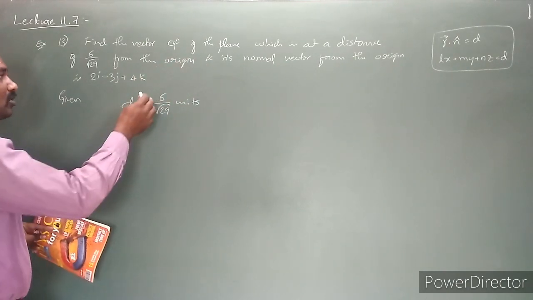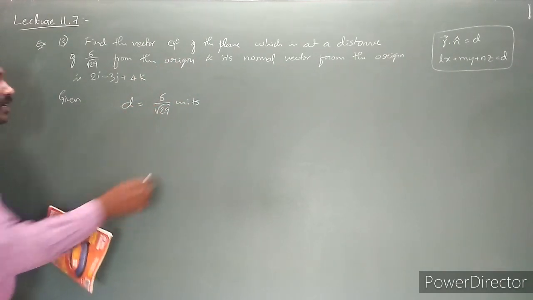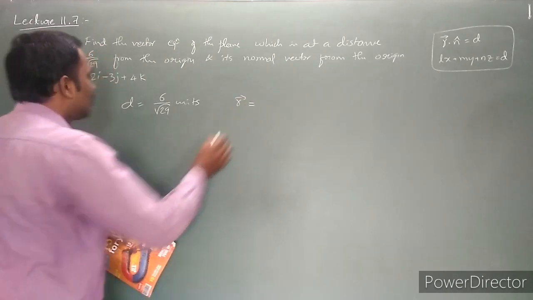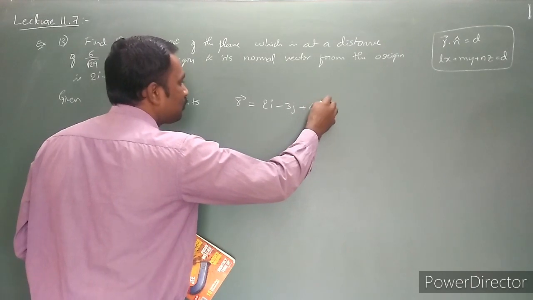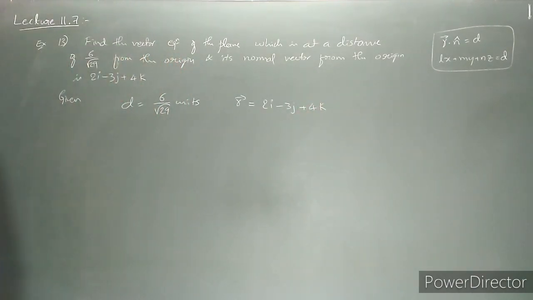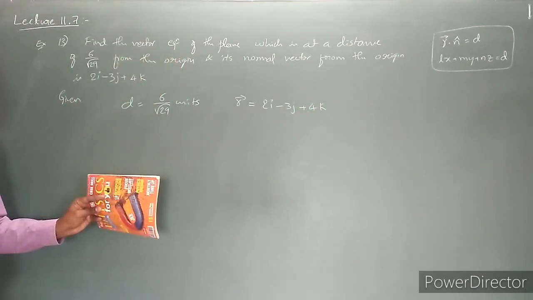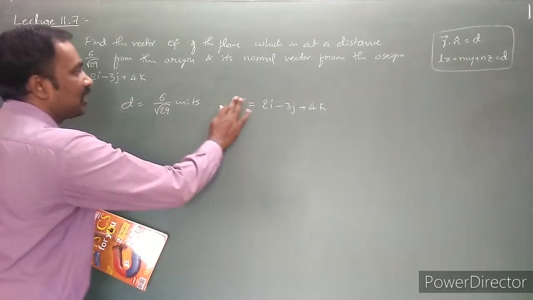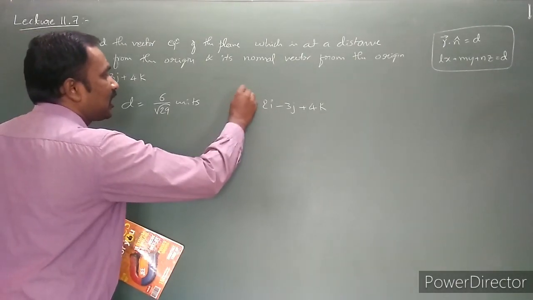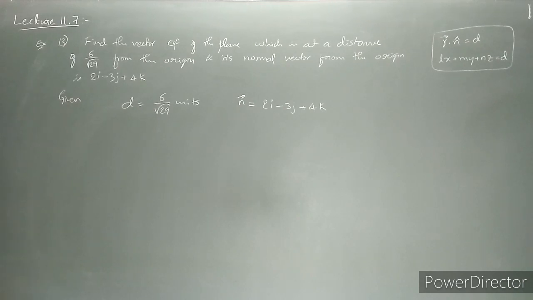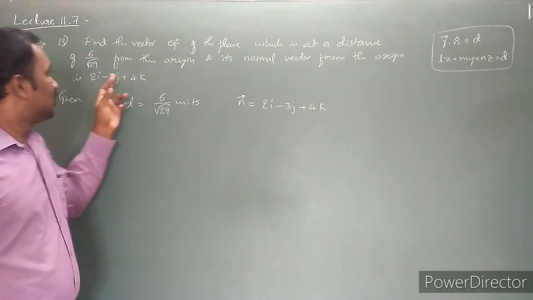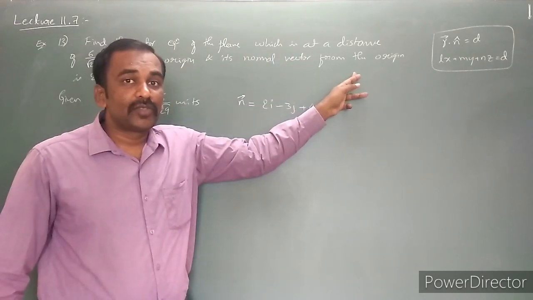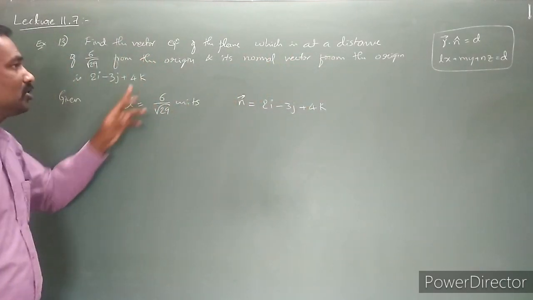Normal vector from the origin to the plane is nothing but, can I say that vector r? Vector r is equal to 2i minus 3j plus 4k. Is it a vector r? Once again, this is not a vector r. This is a vector n. Is that clear? Normal vector from the origin to the plane.